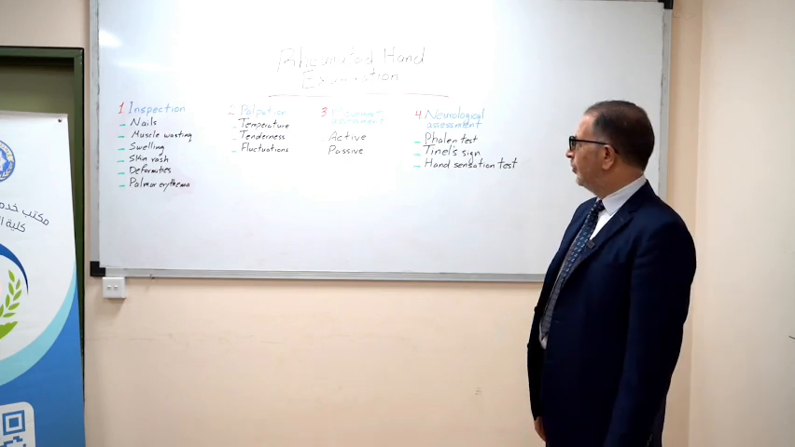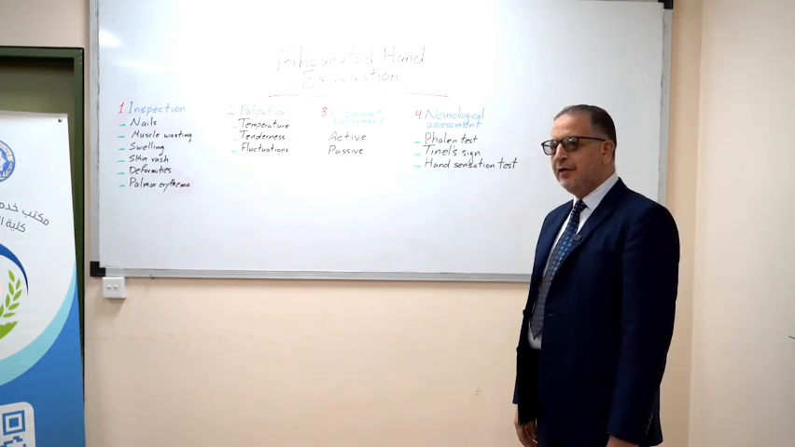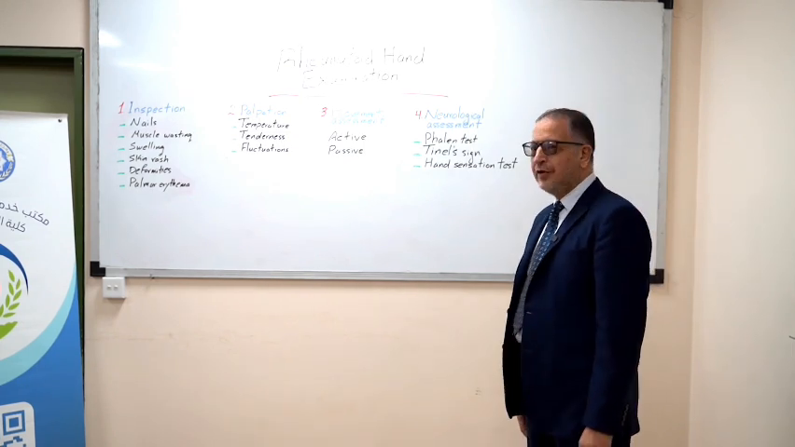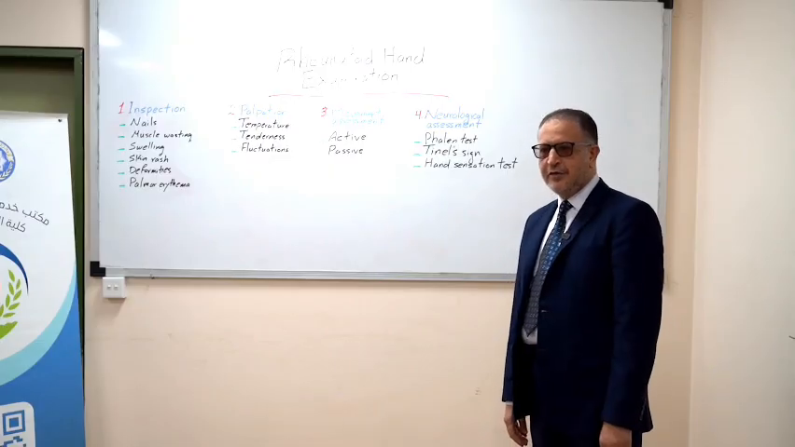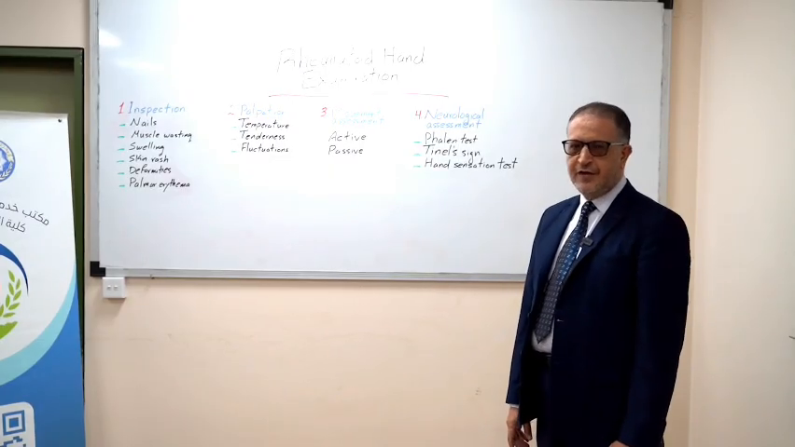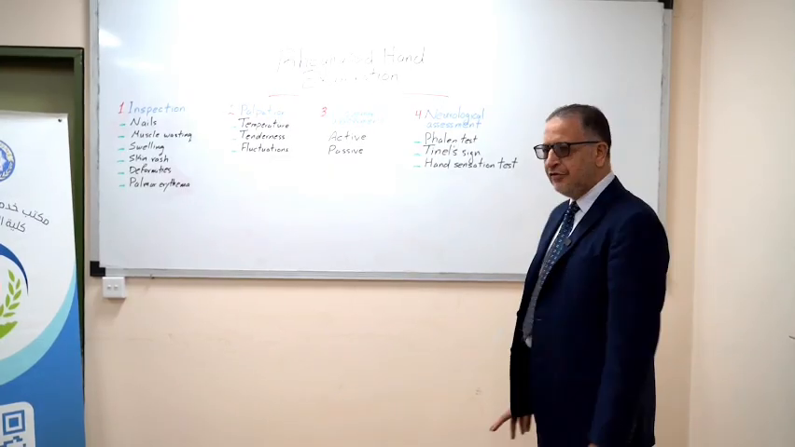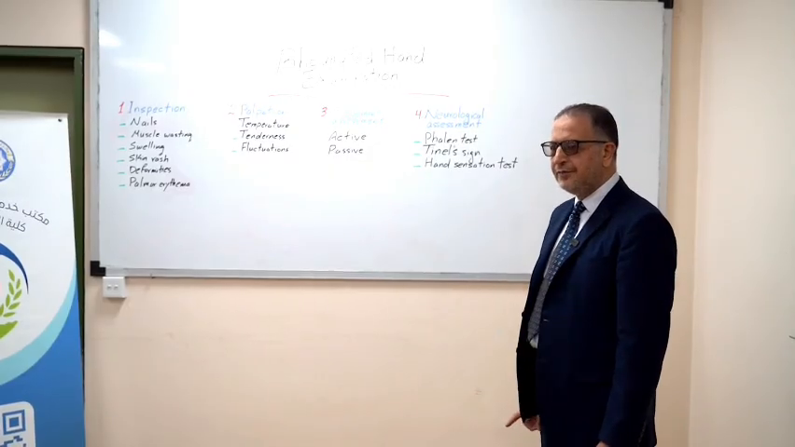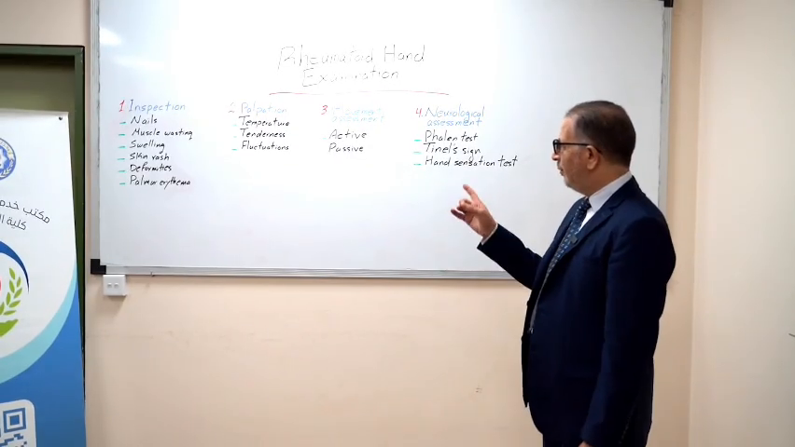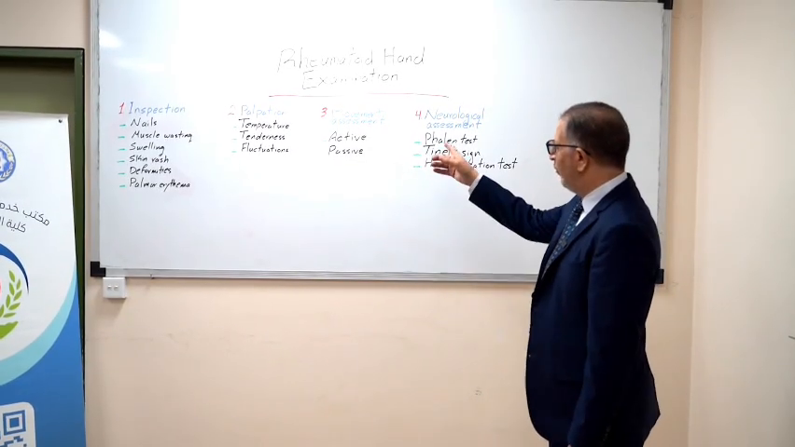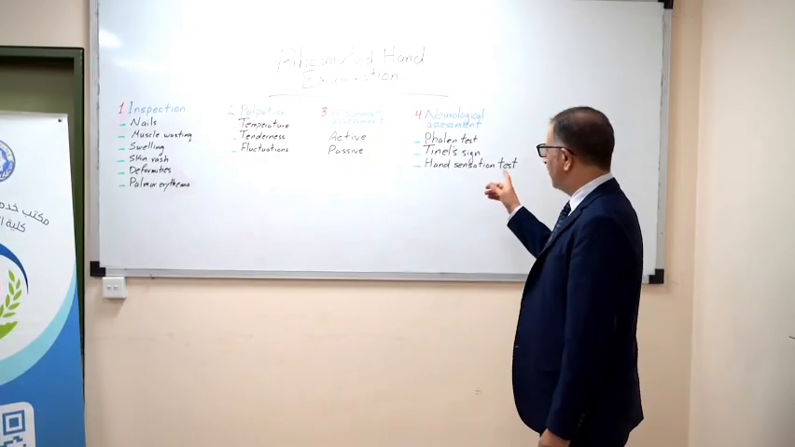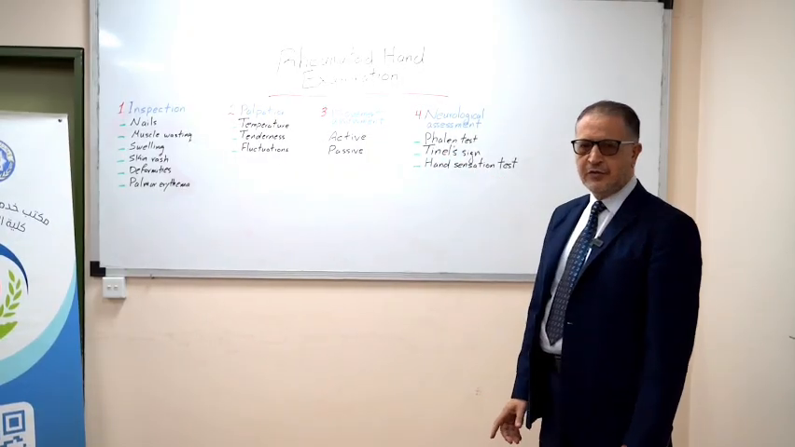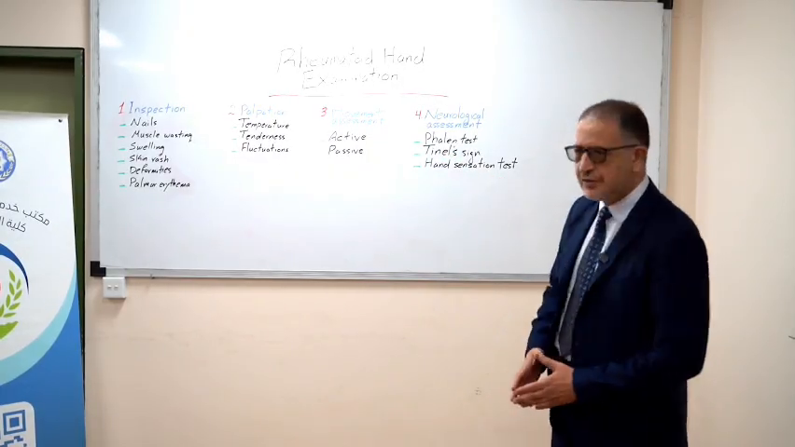We are going to introduce the main points in the rheumatoid hand examination. The rheumatoid hand examination is classified into 4 stages. Stage 1 is the inspection. Stage 2 is the palpation. Stage 3 is the movement assessment. And the last stage is the neurological assessment. So we'll start with the first stage, the inspection.